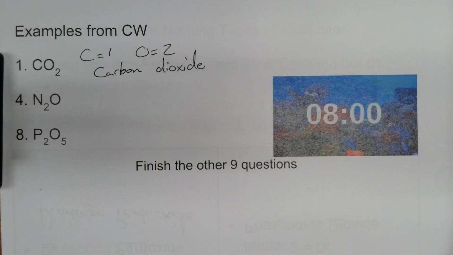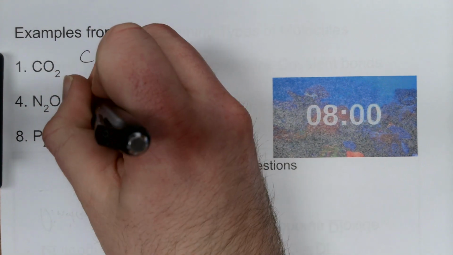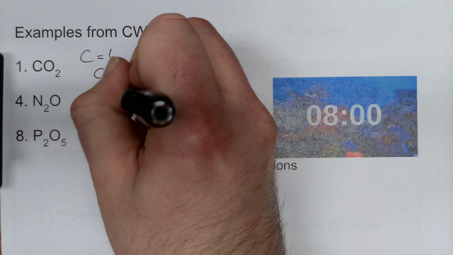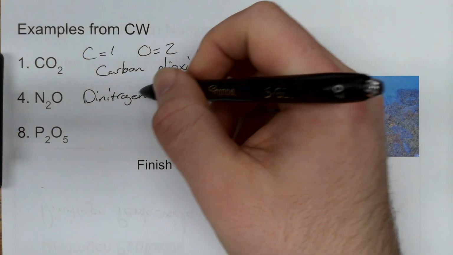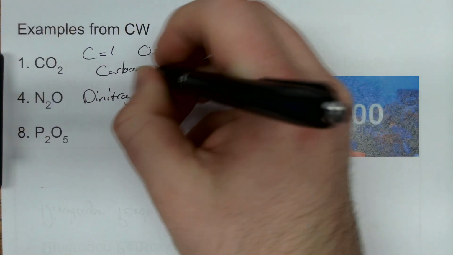What about number 4? Which prefix am I going to put in front of nitrogen? Di again. Di-nitrogen. Now, am I going to do di-nitrogen oxide or di-oxygen monoxide? Monoxide.